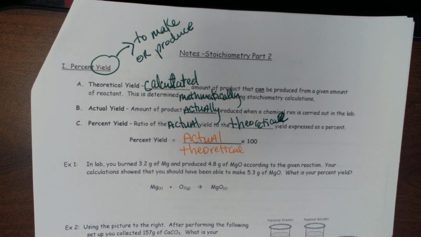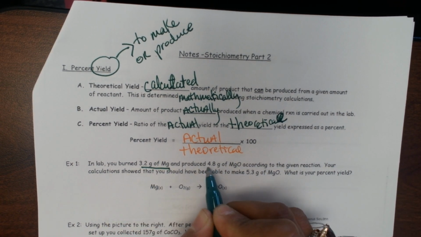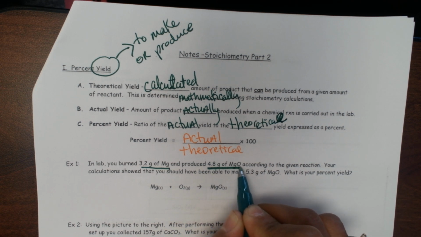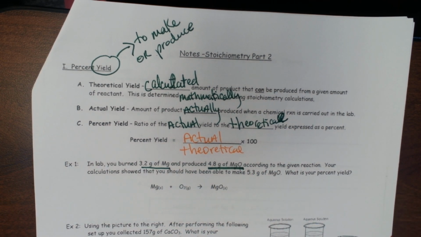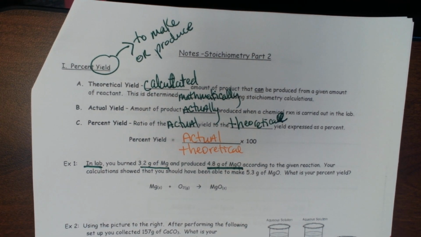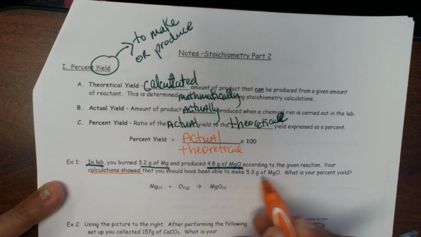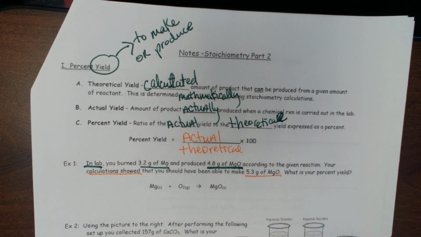So let's look at the first one. Oh no, this one's an easy one. It says in this situation, in the lab, you burn 3.2 grams of magnesium. Okay, alrighty. And you produce 4.8 grams of magnesium oxide, according to the given reaction. Like you physically went into the lab. This is you going in the lab. Your calculations showed that you should make 5.3 grams of magnesium oxide. What does that mean, calculations?